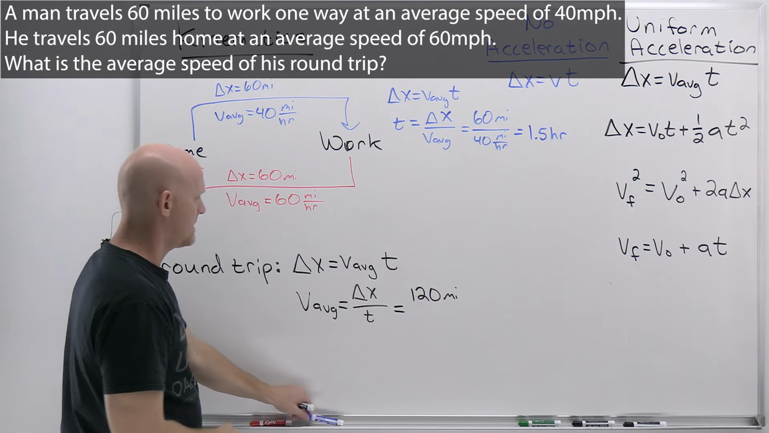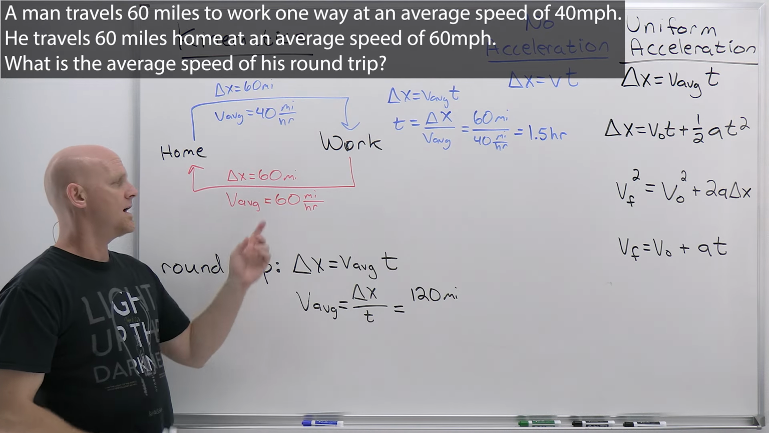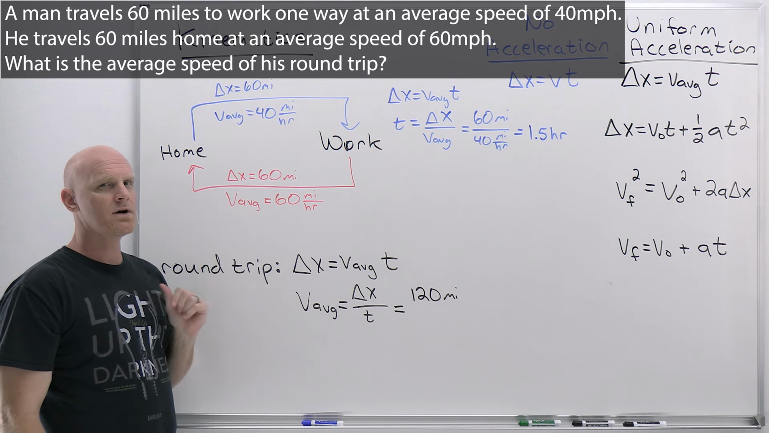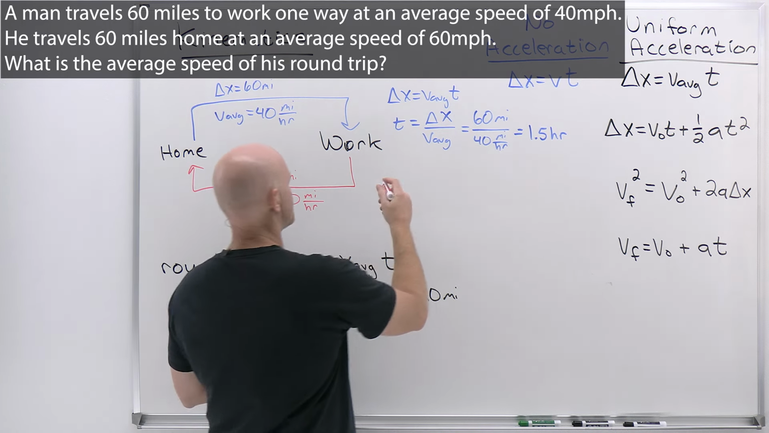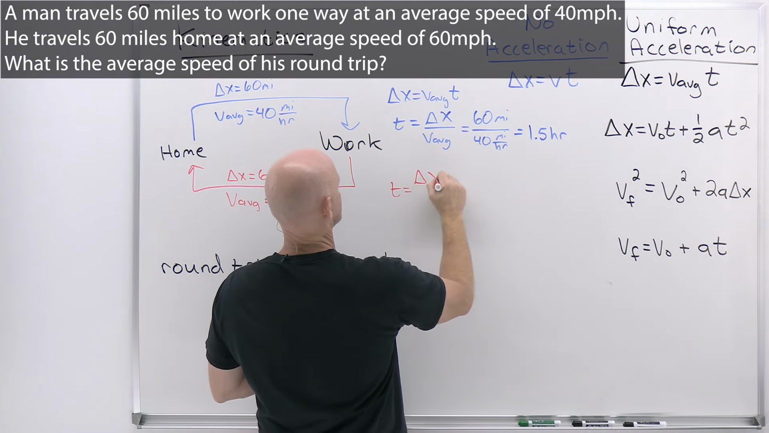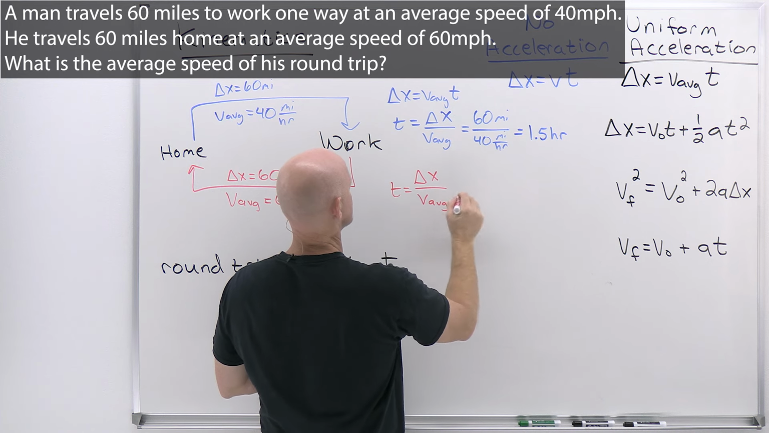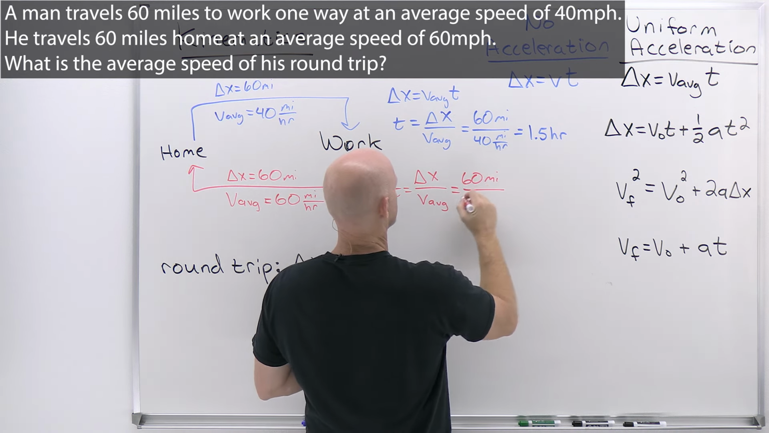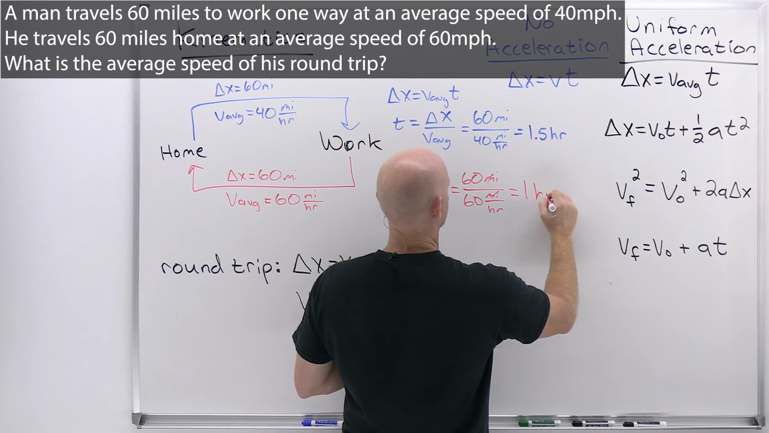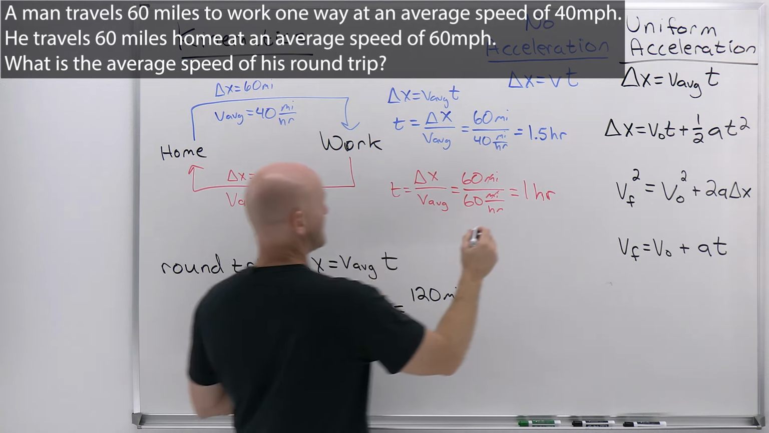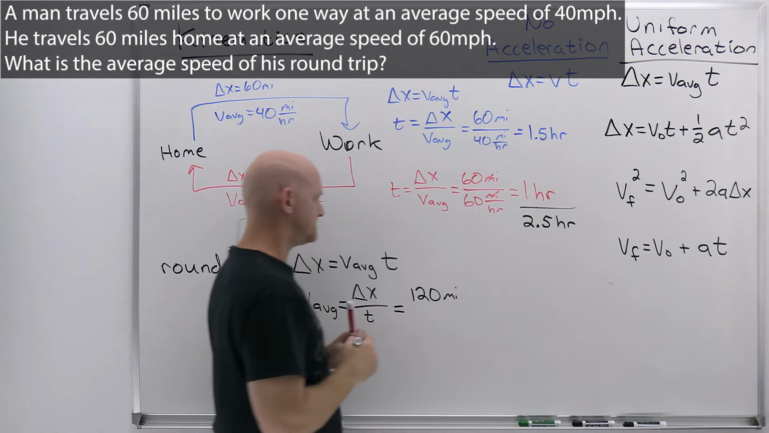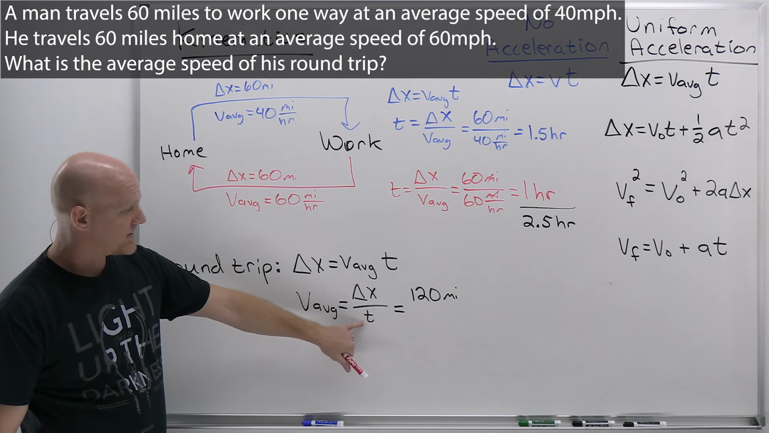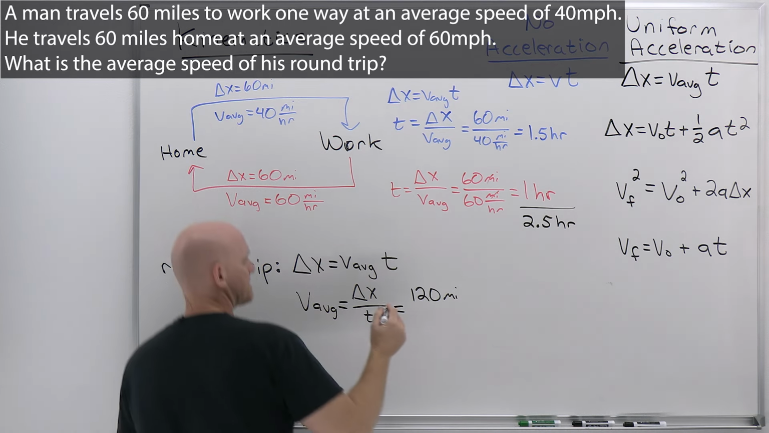All right, going home, this one you probably see in your head. If he's traveling at an average of 60 miles per hour, then how long does it take him to go 60 miles? Well, 1 hour. But again, you could set it up just the same way and say time is equal to the distance over the average speed, which is 60 miles over 60 miles per hour, which is going to get you 1 hour. And then you're simply going to add these together, and 1.5 hours plus 1 hour is 2.5 hours. Cool, and that's what we're going to plug in for the time for the entire round trip.